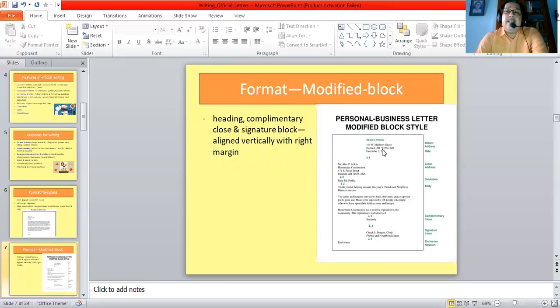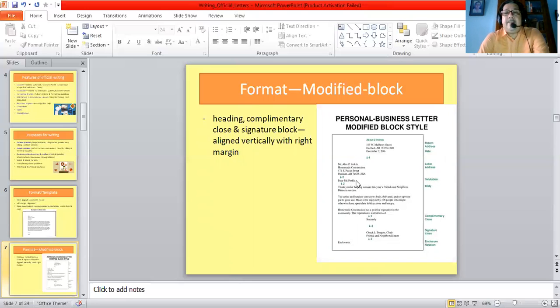Here is the address block, the date, the heading, the entire heading, and till the end, the signature block aligned vertically with the right margin. Okay, so this is the modified block layout.